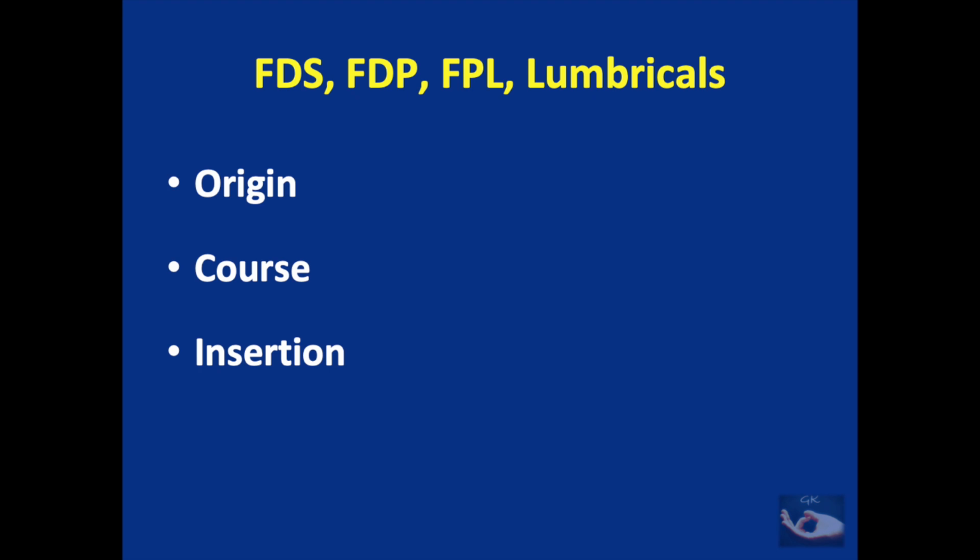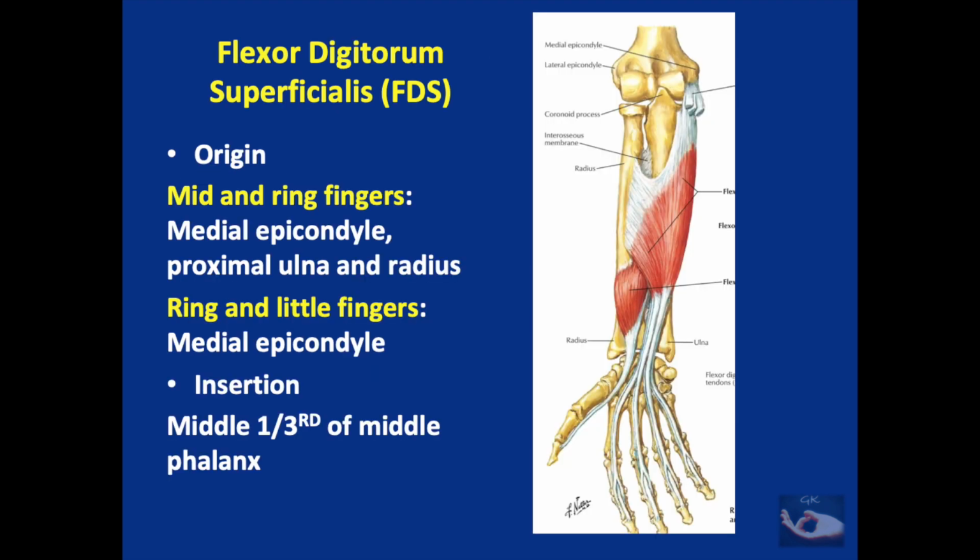with the flexor tendons. The flexor digitorum superficialis, or the FDS, originates for the middle and ring fingers from the medial epicondyle, the proximal ulna and the radius, while for the ring and little fingers they originate mainly from the common flexor origin at the medial epicondyle. The insertion is to the middle third of the middle phalanx.